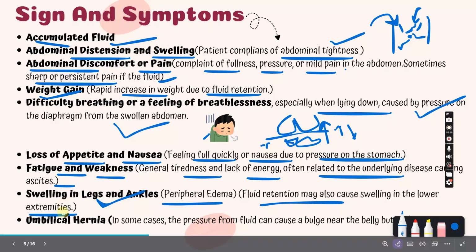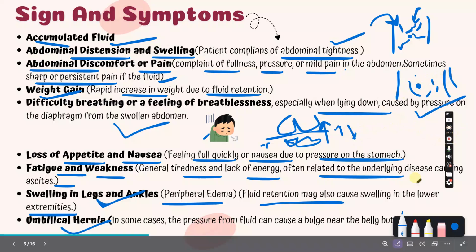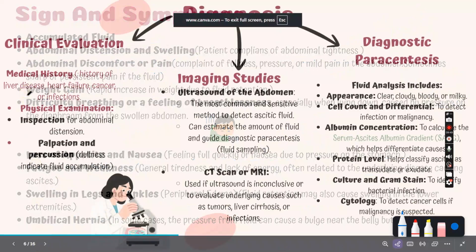Then there is umbilical hernia. In some cases, pressure from fluid can cause a bulge near the belly button. So, we'll just make right here the patient's abdomen. Here is the navel or the belly button, and in these areas, in some cases, umbilical hernia is also seen. Okay. So moving on to the next slide.